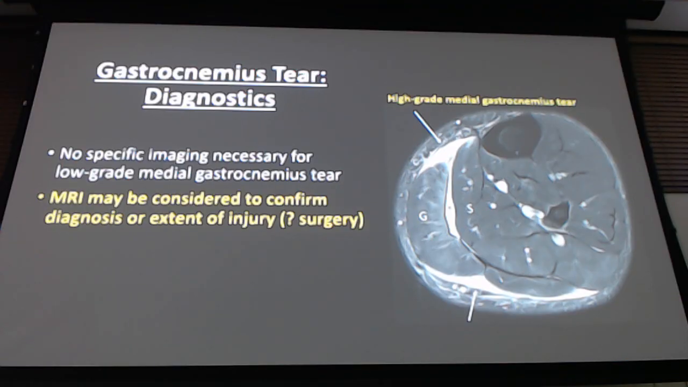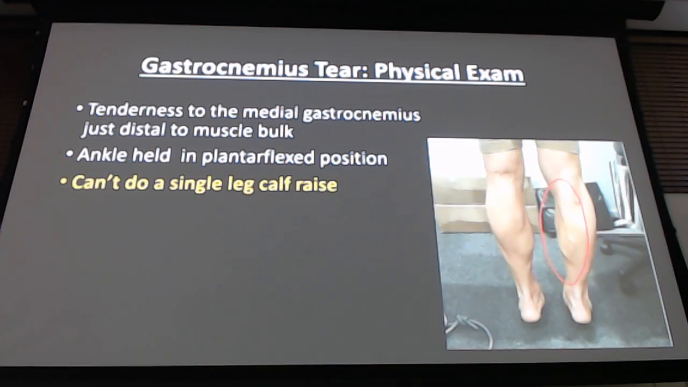But understand that when you're doing your physical exam, it is important to take a look and compare muscle bulk side to side. Ask them to do a single leg raise. If they're unable to, you're highly suspicious for a gastroc tear or something involving that complex that we just talked about. And we'll get into Achilles later. Are we good with that for now?